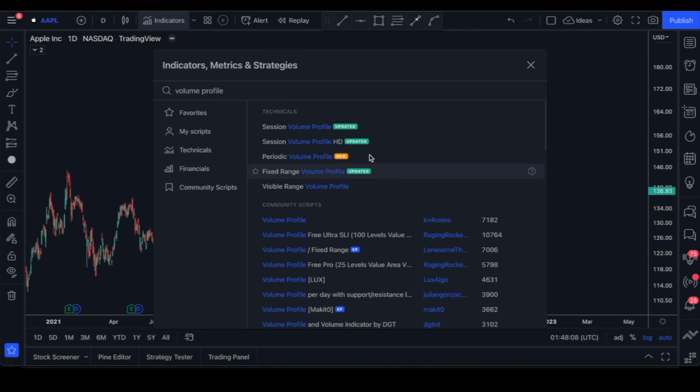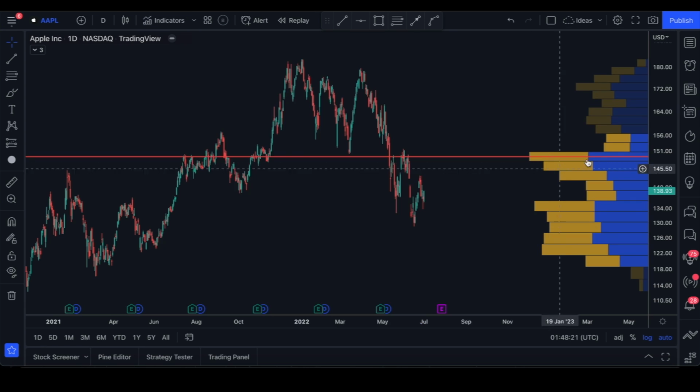You will see a whole bunch of different types of volume profile indicators. What we want is this visible range profile indicator. Click on that and you will see it on your chart. But before we use it, we need to make sure the settings are right. So we click this arrow under the stock ticker, find the indicator, and go to settings.